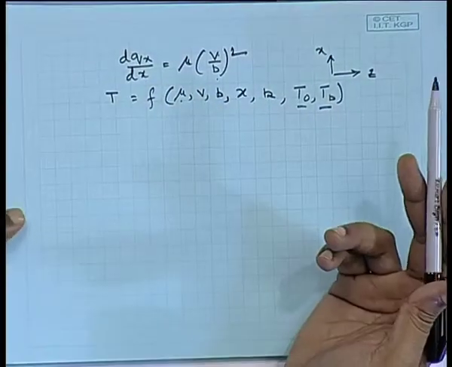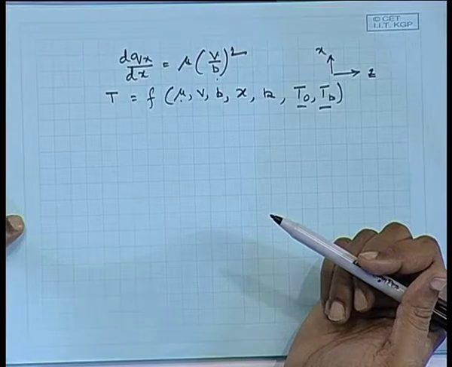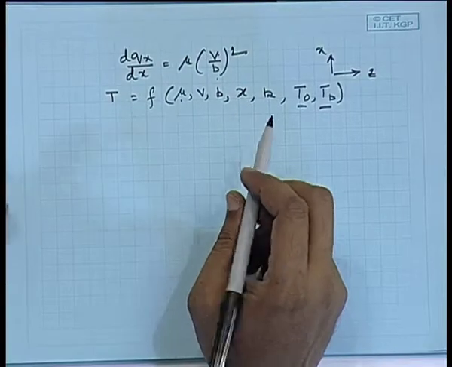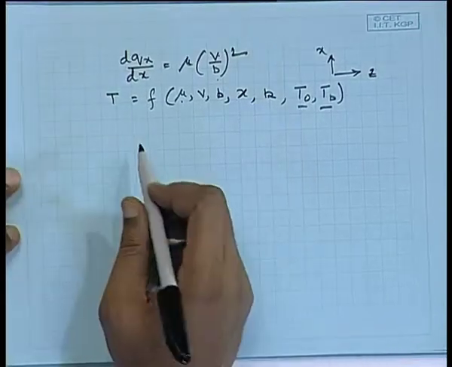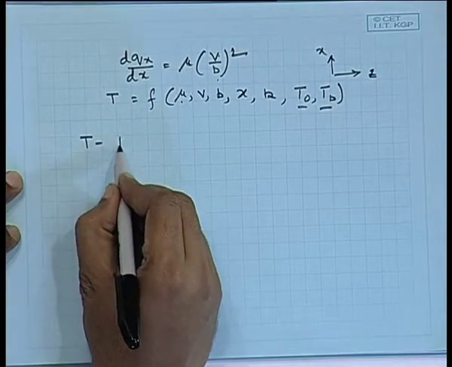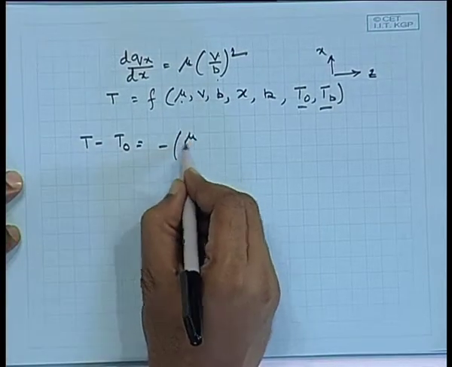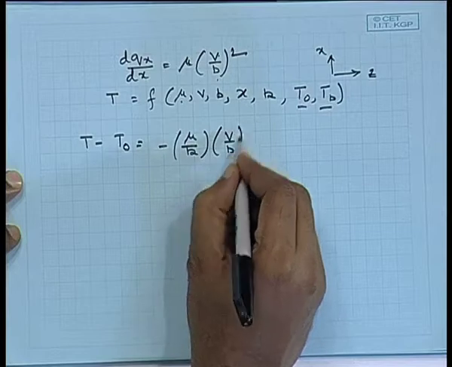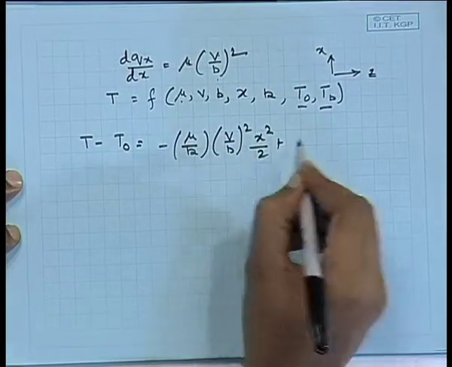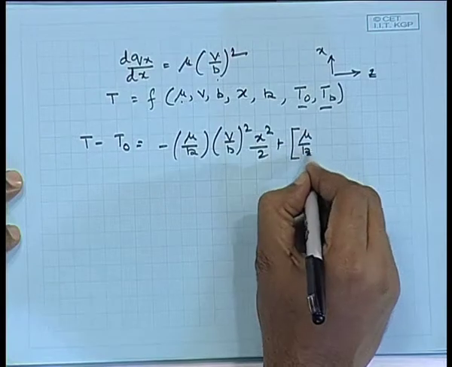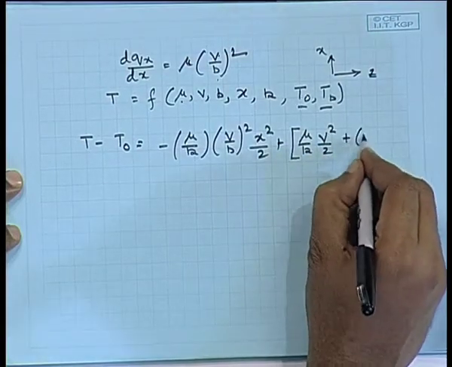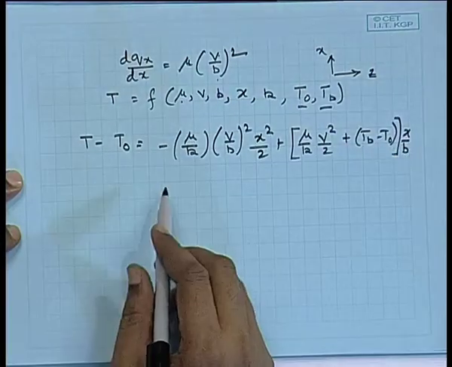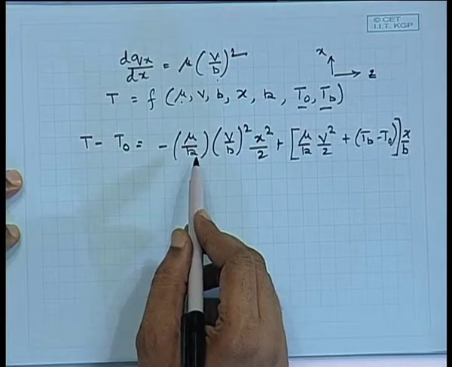The two boundary conditions that you use are at x equal to 0, T is equal to T0, and at x equals plus B, the temperature is equal to TB. So, I will simply write the final form. This you can do later on. T minus T0 is minus... So, you get this form of the temperature distribution.